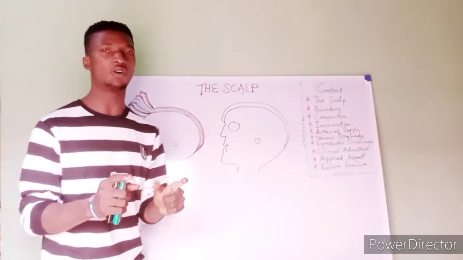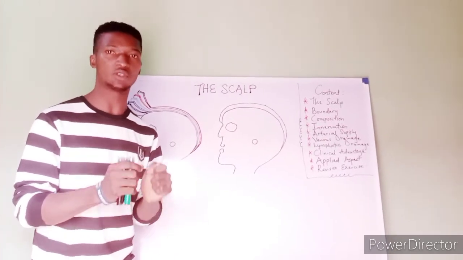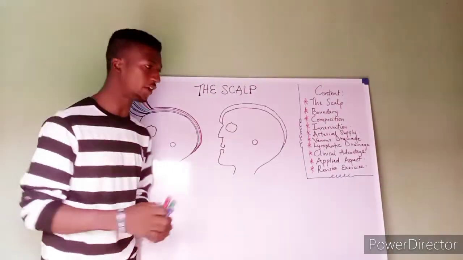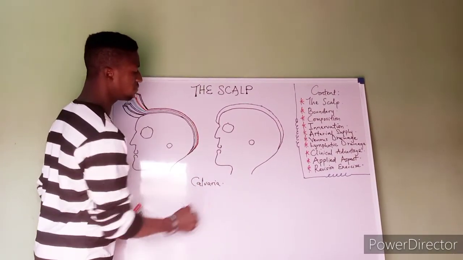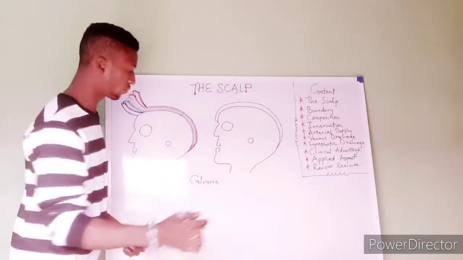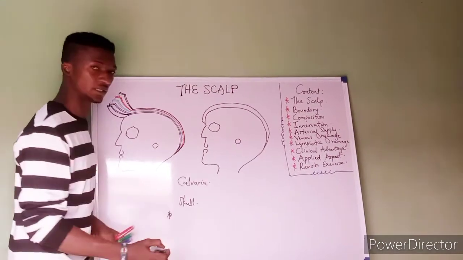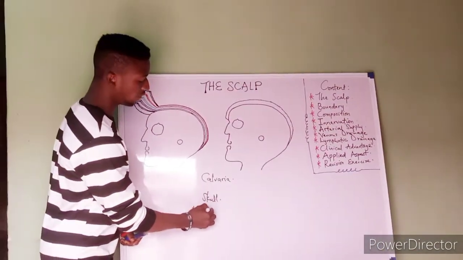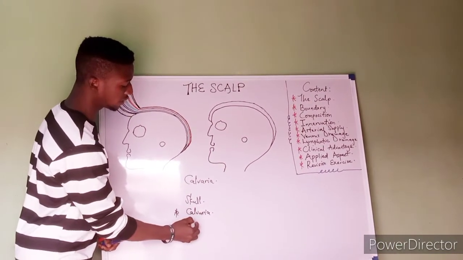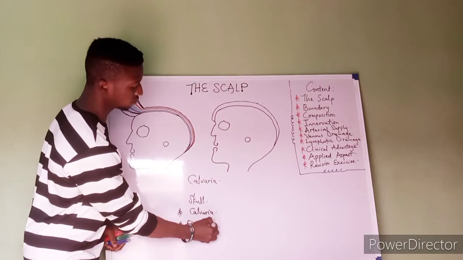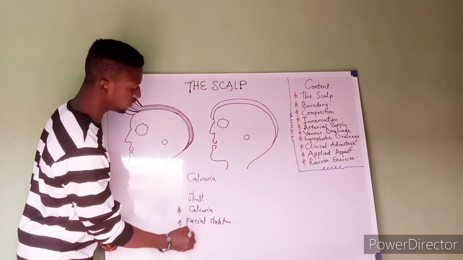Scalp is a collection of several tissues that covers the calvaria of the skull. When you hear the word calvaria, it simply means an aspect of the skull. Now, the skull has three aspects. We have what we refer to as the calvaria, we have the facial skeleton, and we have the mandible.